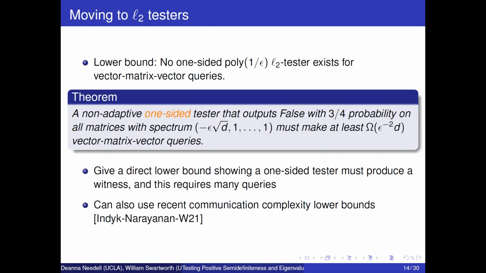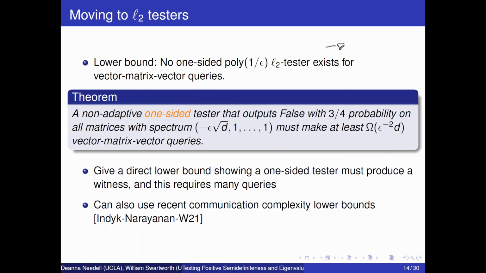But what about L2 testers? L2 tester means, again, we want to accept if the input matrix is positive semi-definite, and we want to reject if there's a negative eigenvalue at most minus epsilon.